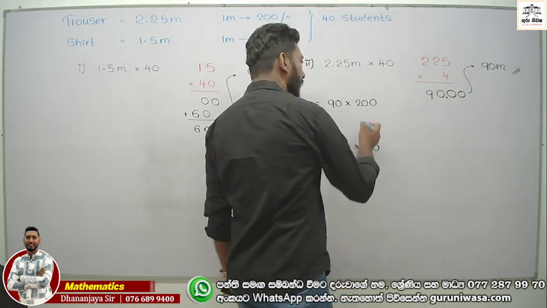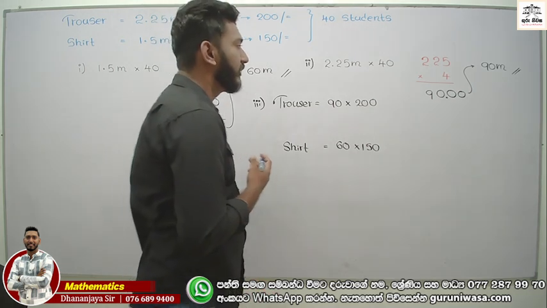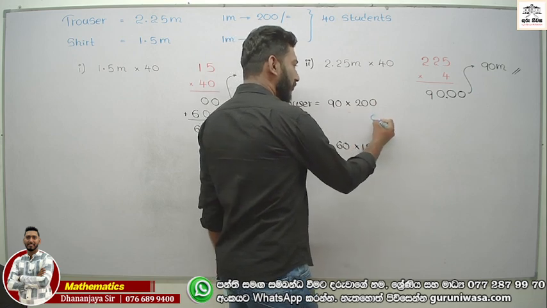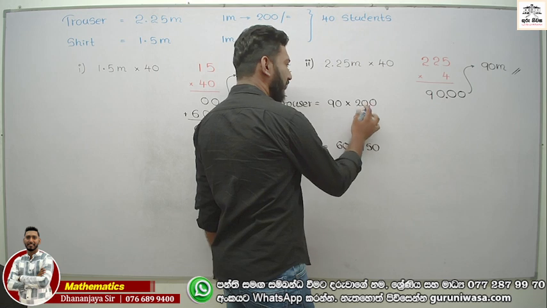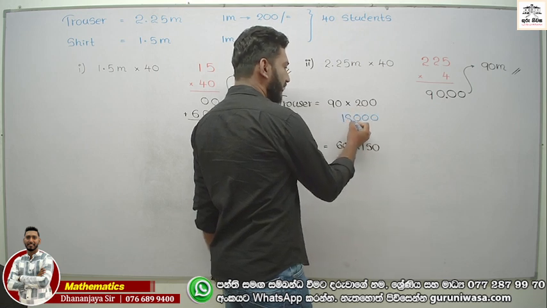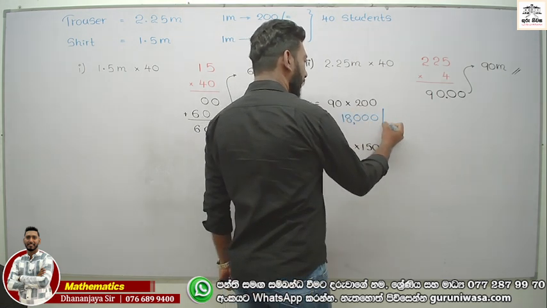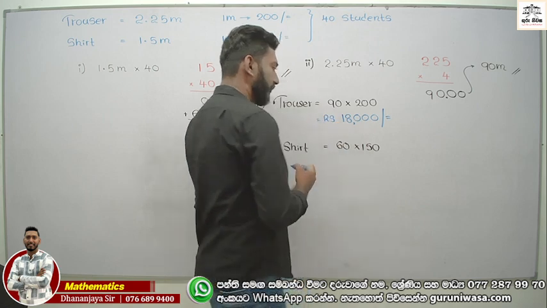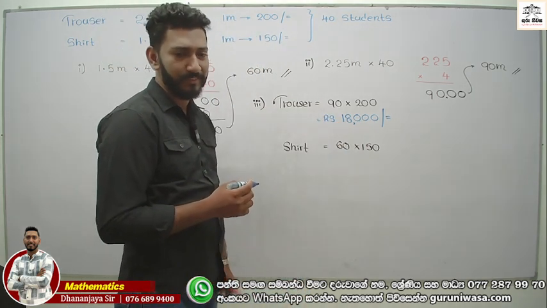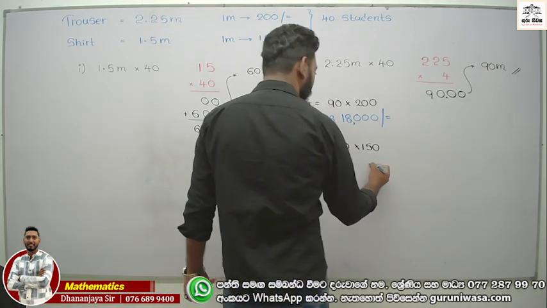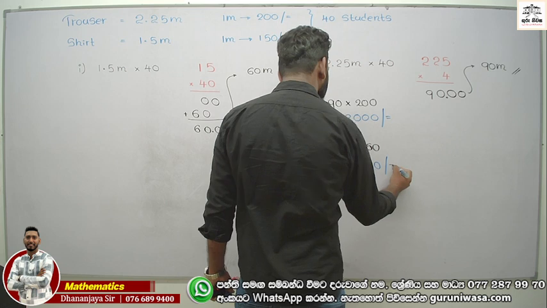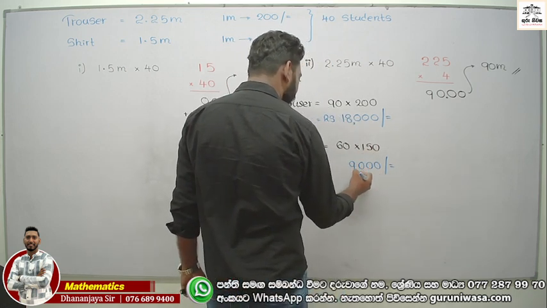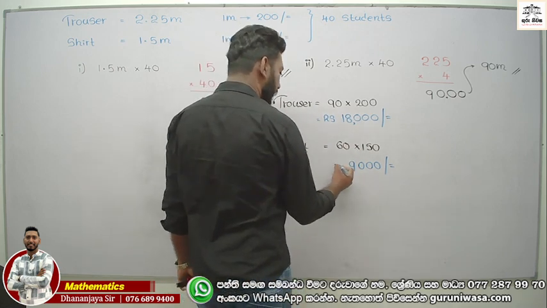How to multiply by 200? There are how many zeros? 1, 2, 3. You need to put the 3 zeros and 2 times 9 becomes 18. Now how many rupees? 18,000 needed. For this one, there are 2 zeros, so put the 2 zeros, and 6 times 5 is 30, 3 remainder, and 6 times 1 is 6, and 3 is 9,000.